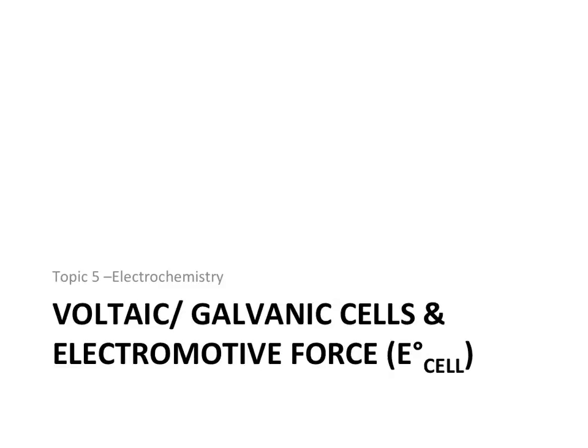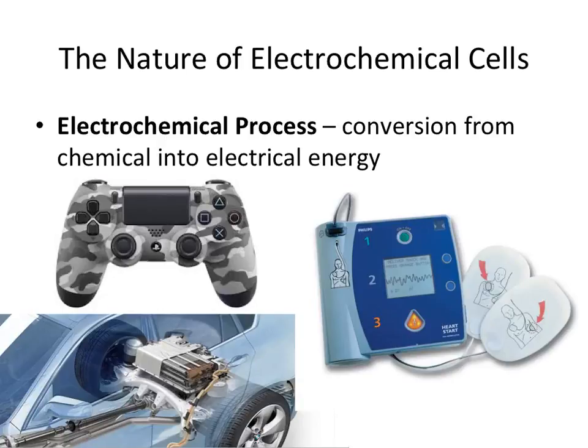All right, welcome to this lesson on voltaic or galvanic cells and the electromotive force. Just a quick note that voltaic and galvanic cells are the same things and can be used interchangeably. So, the electrochemical process is basically the conversion of chemical energy into electrical energy, and this is the basis for all batteries that we use, regardless of whether they power a cell phone, an AED, or a car.